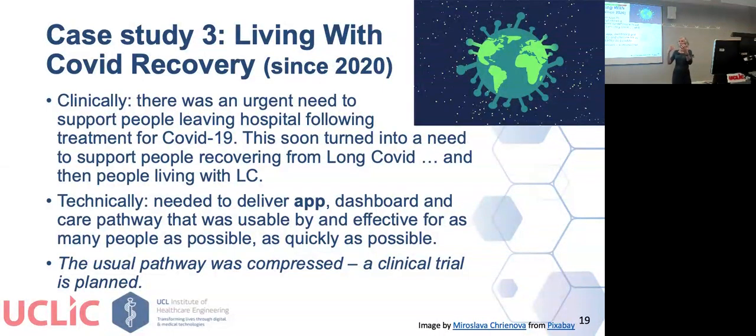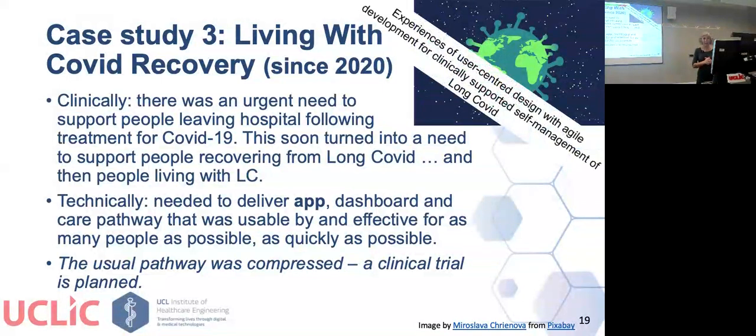And so we worked with a team of clinicians and a company called Living With to develop a system that involved an app for the patients and a dashboard for the clinicians to develop supported self-care where the support was provided by the clinics, by what became long COVID clinics, but of course weren't in April 2020 because nobody had even heard of long COVID at that time. So we were trying to deliver an app, a dashboard and a care pathway that would work for as many people as possible in that situation. And we've just had a paper accepted on the chaos that was this project.